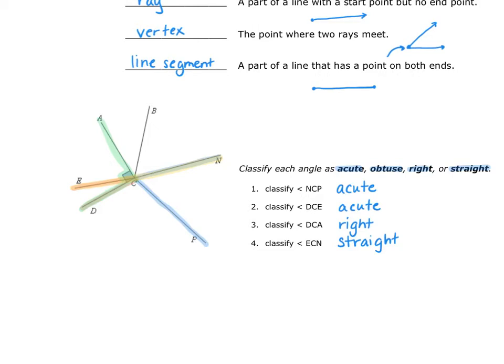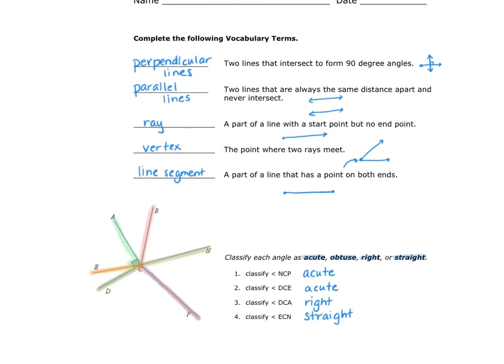But I'm going to actually go ahead and ask a question here. The following angle, if I was to point out angle BCP, and I asked you what type of angle that is, please tell me what it is. All right, moving on.